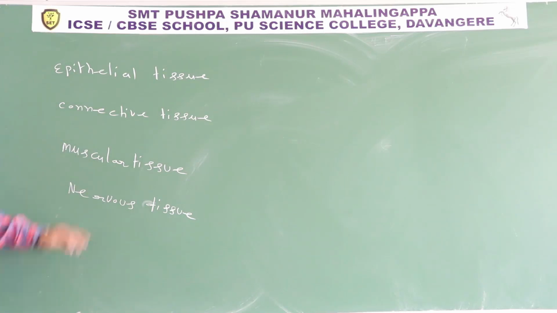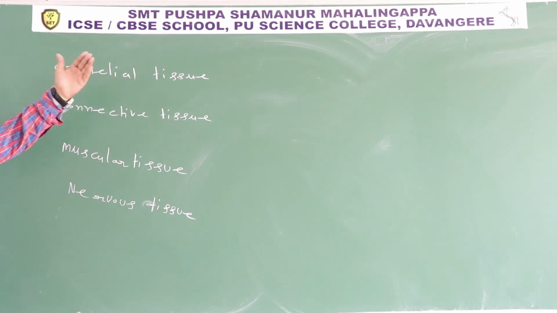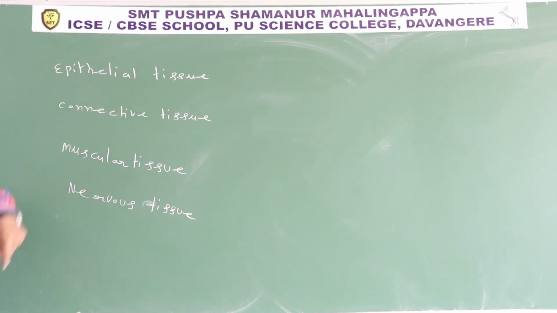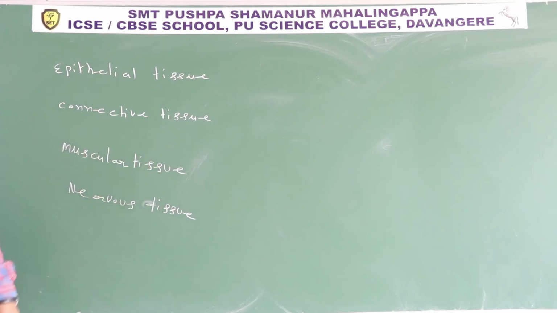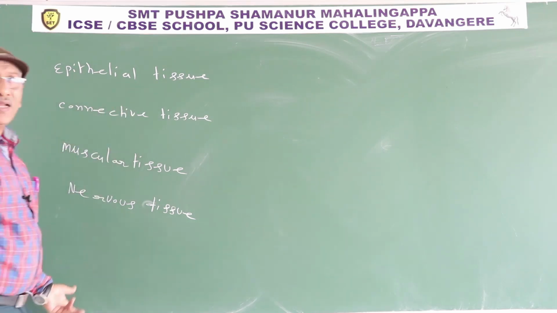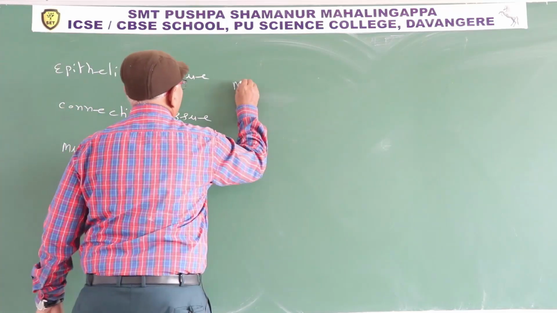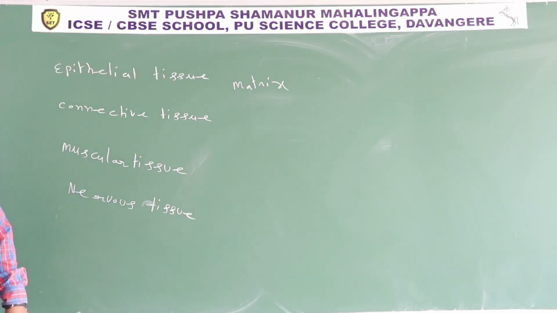We already discussed. Epithelial tissue is derived from any of the 3 germ layers. Means some epithelial tissues from ectoderm, some mesoderm, some endoderm. Connective tissue and muscular tissue developed from mesoderm. Nervous tissue derived from ectoderm. In epithelial tissue, matrix is less.